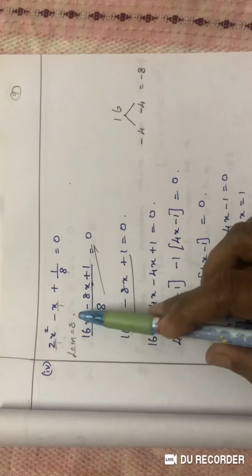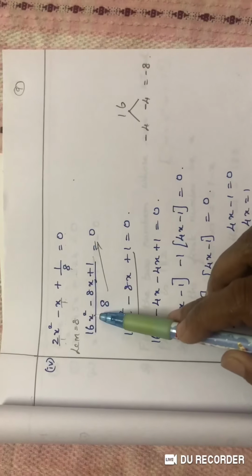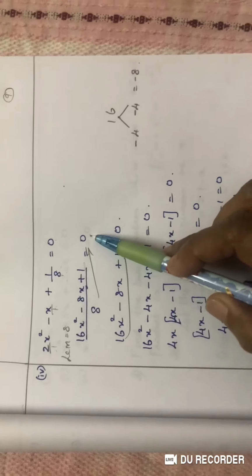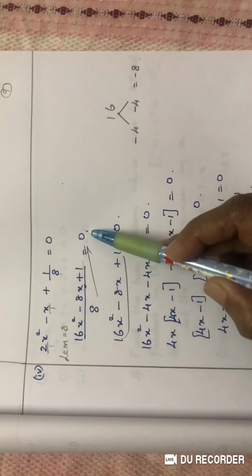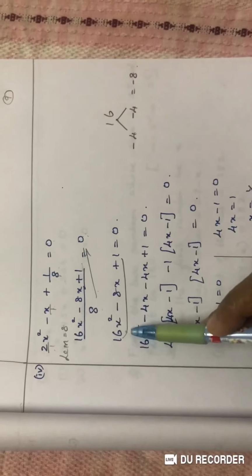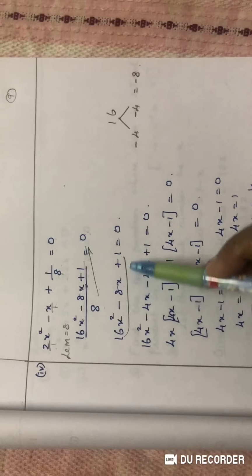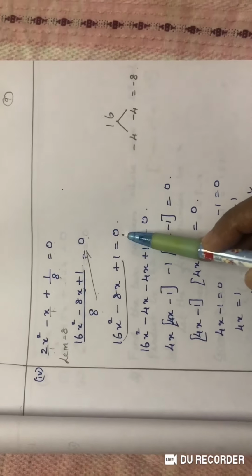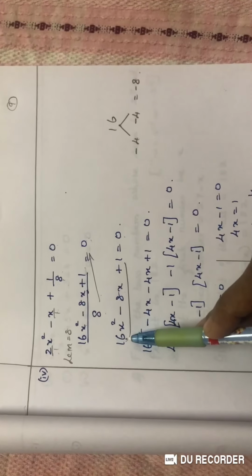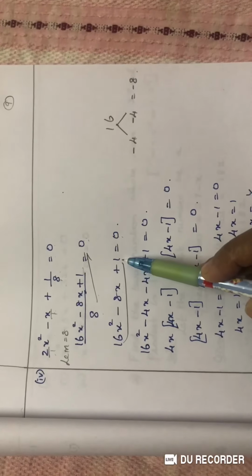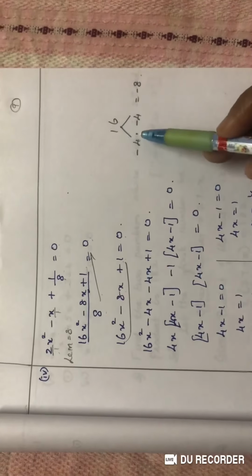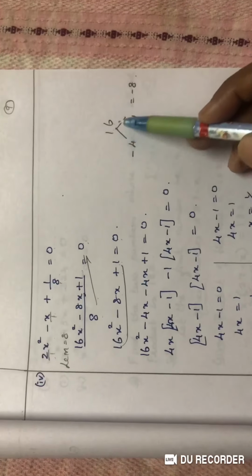When I am taking 8, cross multiply and write 16x square minus 8x plus 1 is equal to 0. Now 8 when I am taking to this side, 0 into 8 is nothing but 0 only. So 16x square minus 8x plus 1 is equal to 0. Here coefficient of x square is 16. Constant term is 1. So multiply 16 with this 1. So 16 into 1 is nothing but 16.